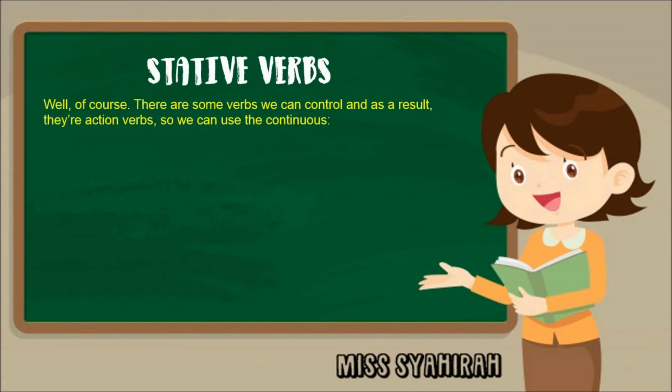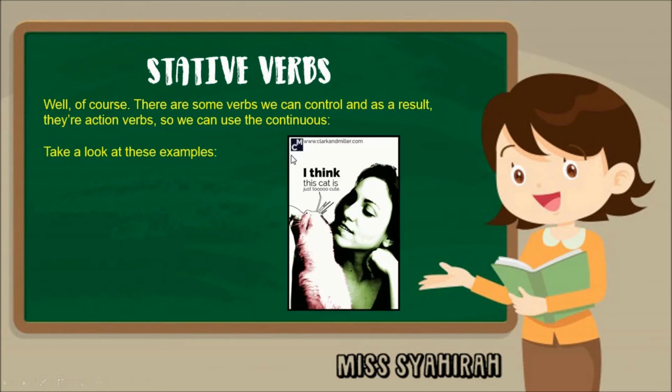Okay, sure, there are some verbs we can control, and as a result, they are action verbs. So if we can control that, they are action verbs. For example, I think this cat is just too cute. So you cannot control this. You think, you cannot unthink it. So this is in present simple, I think.